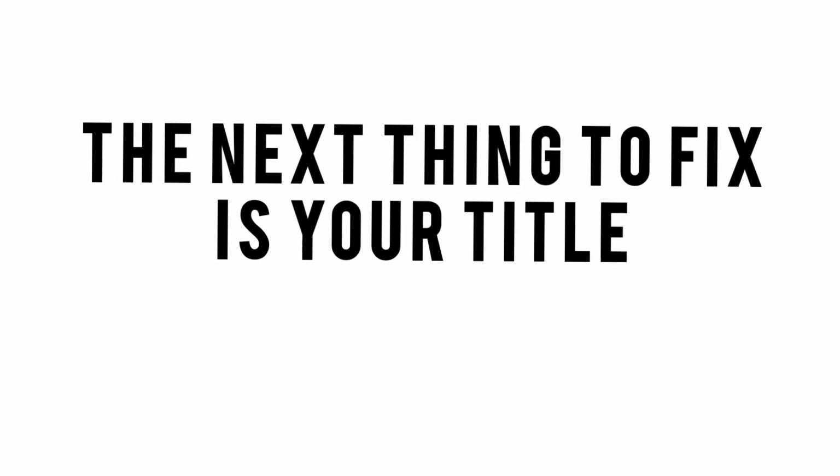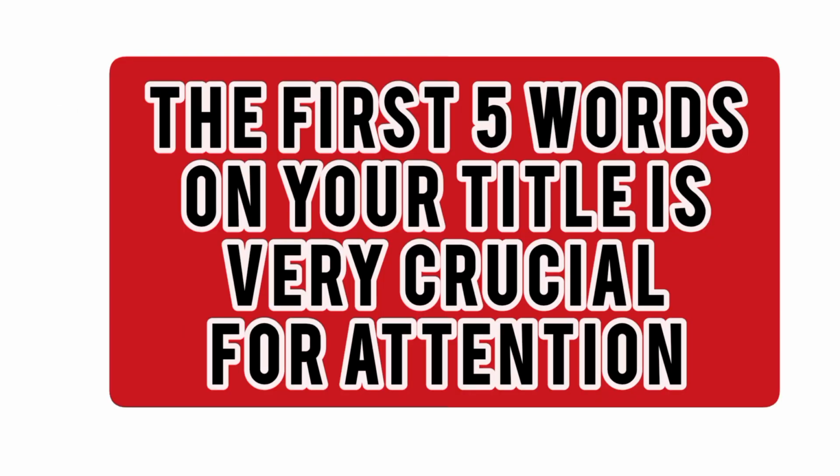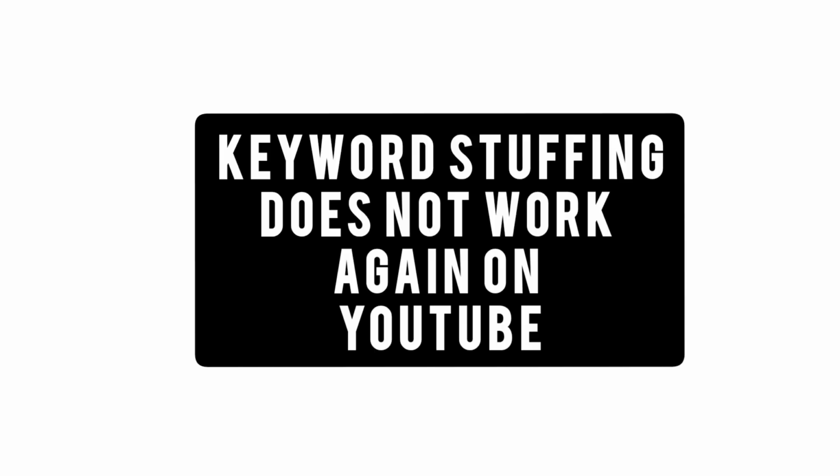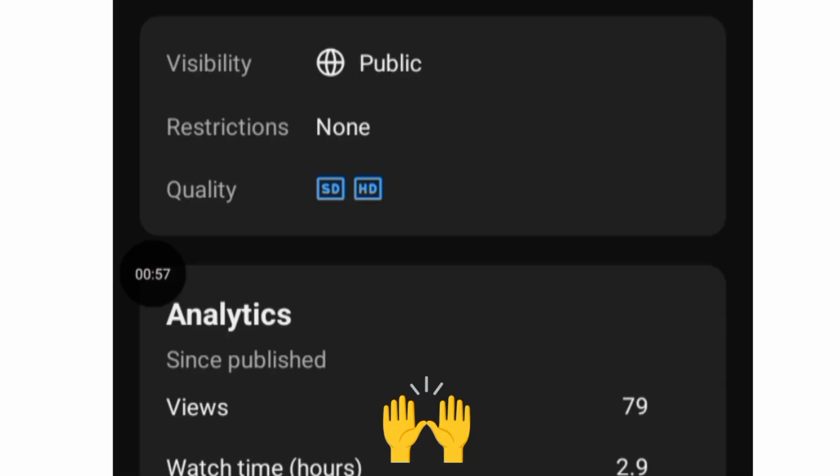The next thing to fix is your title. You should have a very good title to have a very good click-through rate. The first 5 words of your title actually catch the attention of the reader. Your title should be made for humans, not keyword stuffing for the algorithm, because keyword stuffing does not work on YouTube anymore. That's old school. And because I love you guys, I want you to check out my channel for the video about titles.